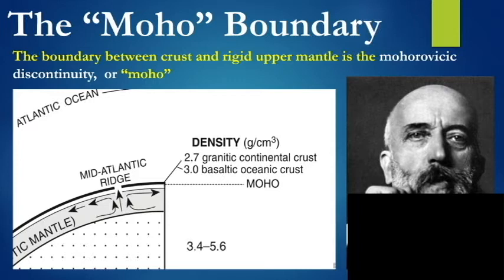At one point, it was kind of all the same thing, and he realized, wait a second, there's actually a difference in how those two materials behave. So he termed it, of course, the Mohorovicic discontinuity. We just call it the Moho for short. It's a boundary between the crust and the rigid upper mantle. And you can see it right here. It's the line that separates the black from the white. All right, it's called the Moho. And there's Mr. Mohorovicic.